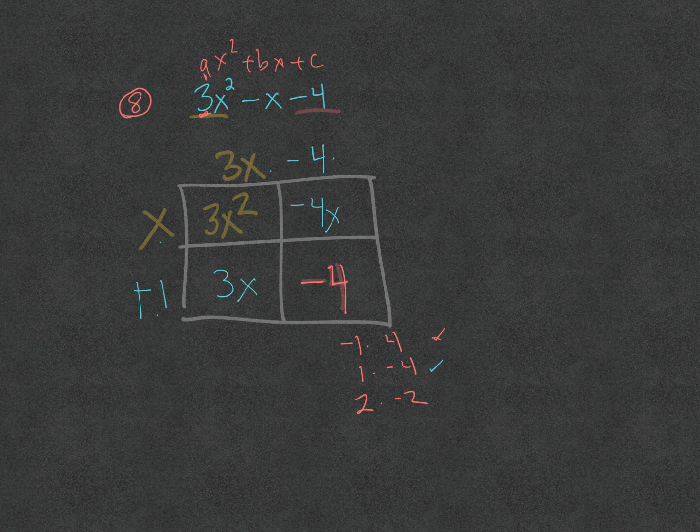And so I could see now that here's my 3x squared right there. And then when I combine this, this is my negative 1x, and then this is negative 4. And so then that would tell me, hey, I found the correct combinations, and those combinations are x plus 1 and 3x minus 4.